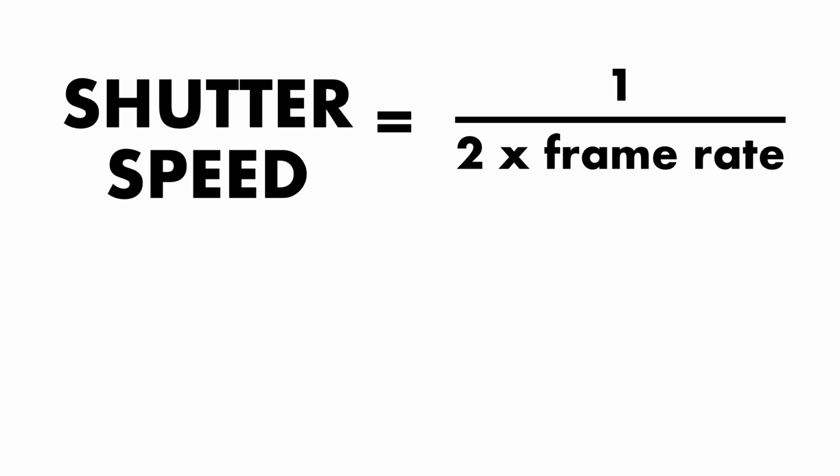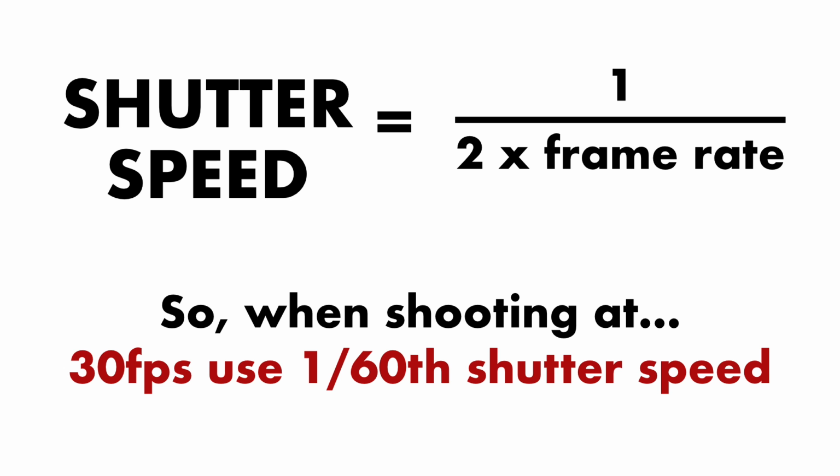The only thing we can really do to affect the look of our footage is to use a slower shutter speed. There is a generally accepted principle in filmmaking called the 180-degree shutter rule. And it basically states that the optimal shutter speed for producing the most natural looking motion blur is 1 over twice the frame rate. So if you're shooting at 30 frames per second, then your shutter speed should be set to 1/60th of a second, double the frame rate.